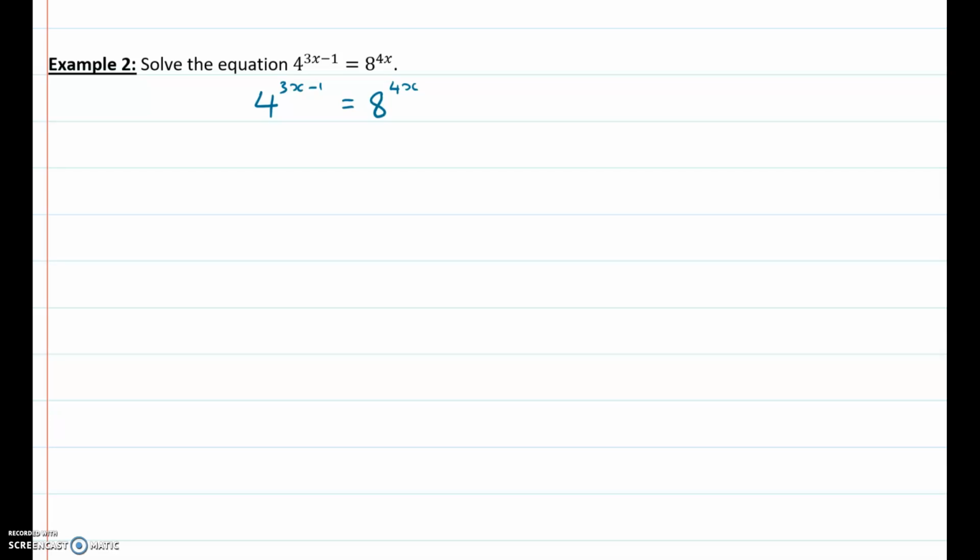So if you remember from the first example we did like this, what we're going to try and do is write both of these bases, 4 and 8, as powers of the same number. So what we know is we can write 4 as 2 squared, and we can write 8 as 2 cubed. Okay, now you should know that already. You should have some of this information sort of at the front of your mind.